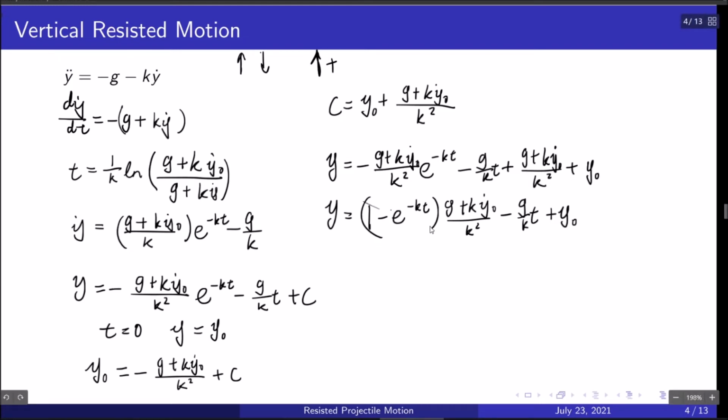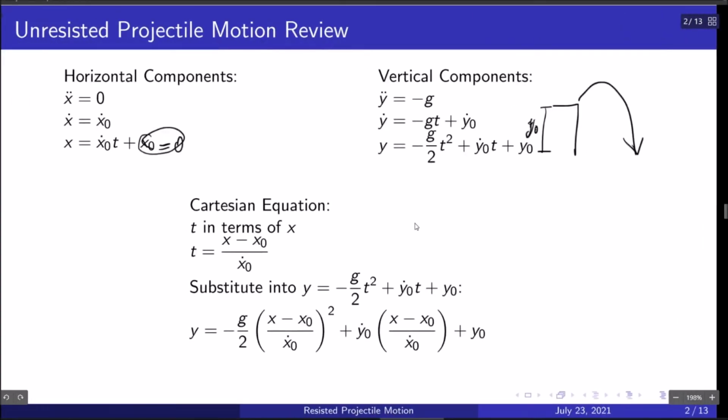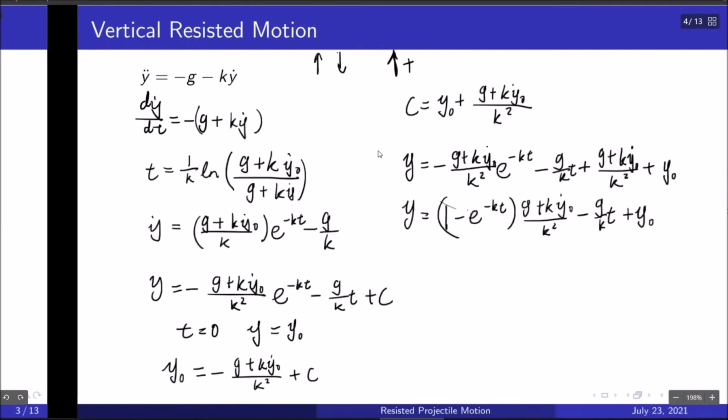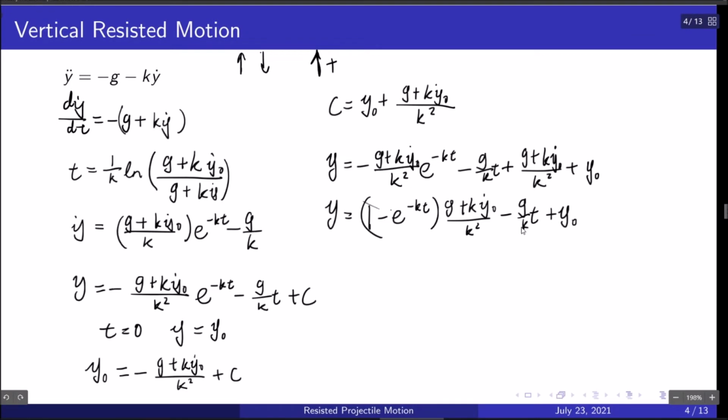The tricky part, as you can see here, is that it's no longer a quadratic expression, which means it's not that easy to find the time of flight now. Because if you recall previously, for this one, we can easily solve this quadratic equation for y equals 0 and then get a time of flight. But here, it's not that easy now.